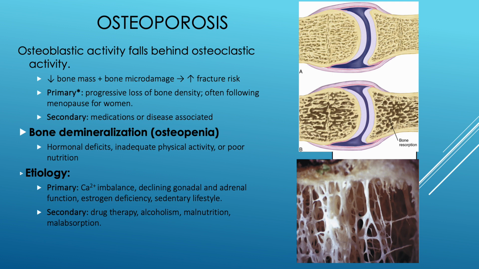Management includes prevention, emphasizing lifestyle modifications to optimize bone health, including weight-bearing exercises, adequate calcium and vitamin D intake, and smoking cessation. Pharmacological interventions may include bisphosphonates, hormone replacement therapy for postmenopausal women, and other medications to slow bone loss and reduce fracture risk. Educate patients on fall prevention strategies and safe activities to minimize fracture risk.